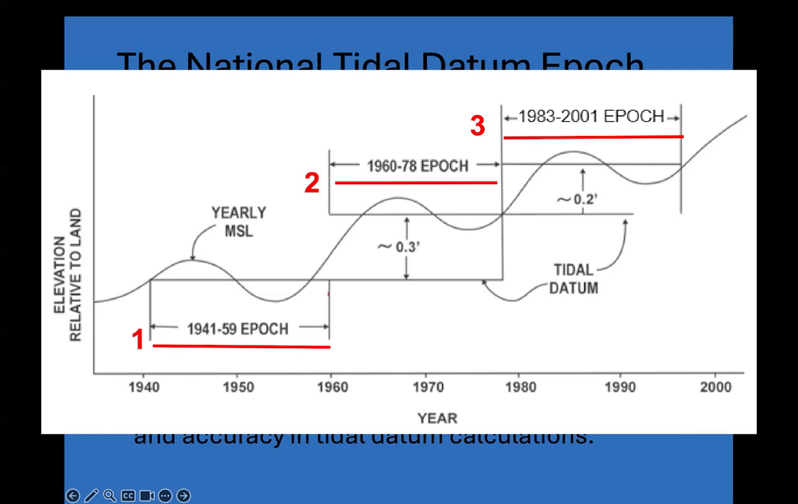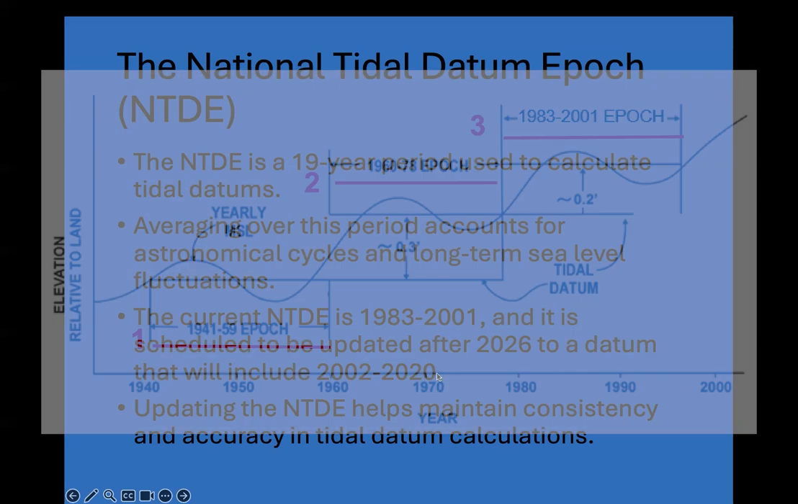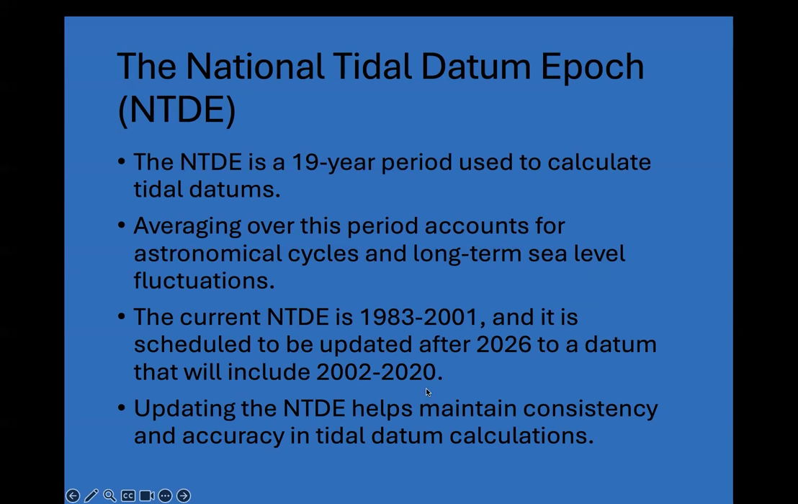And it is scheduled to be updated after 2026, we're almost to that point, to a datum that will include all the data from 2002 to 2020. So these things are updated over time. And this is going to account for the astronomical cycles. And then because there's sea level change, sea level fluctuations over time, we need to update every 19 years in order to get the latest data for that datum.